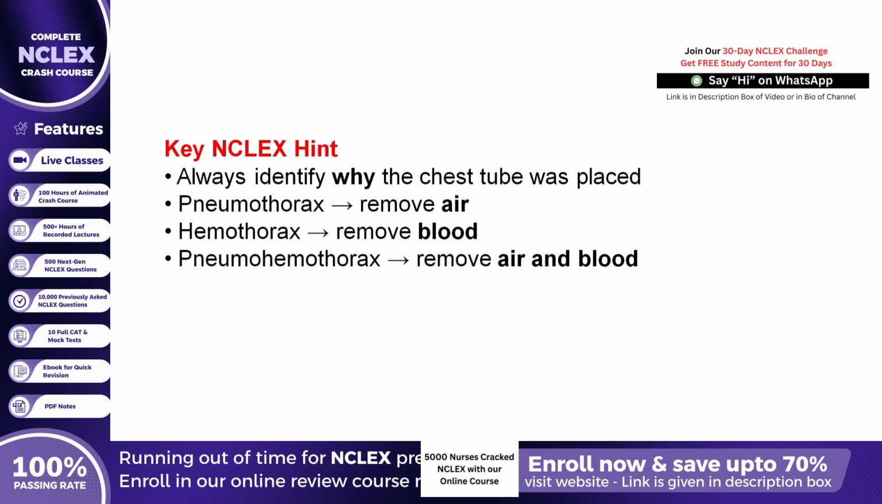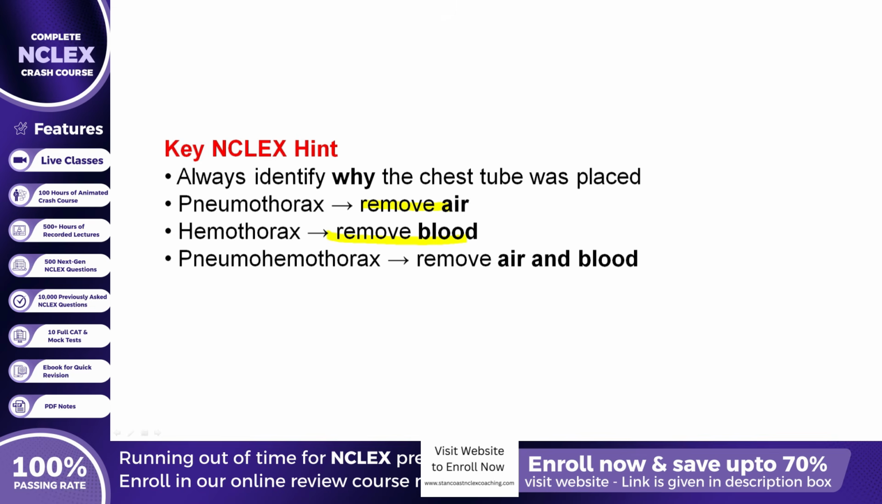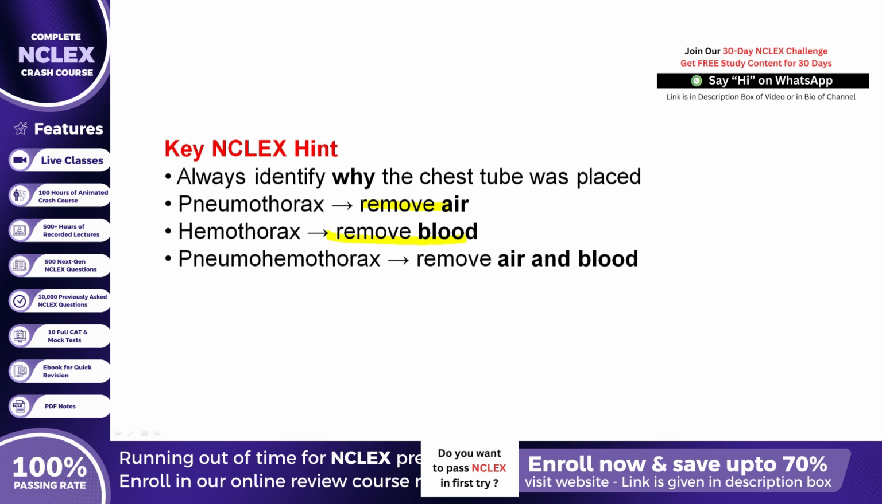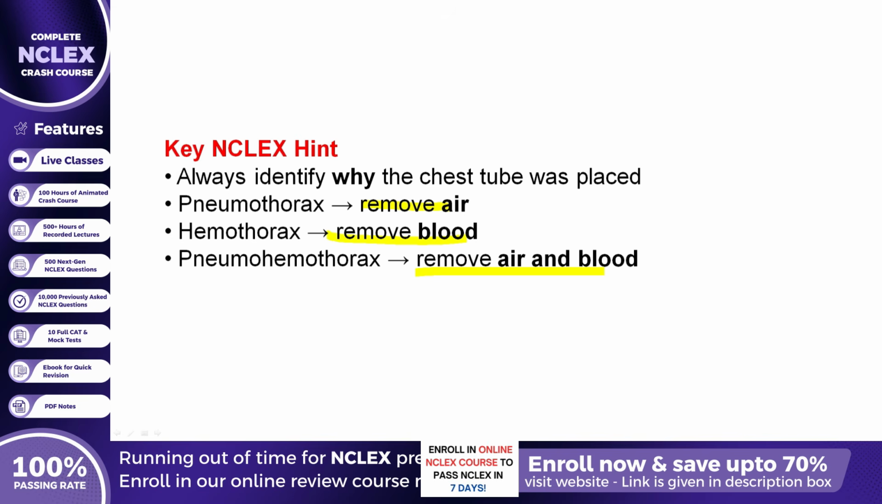Now, moving forward to a key NCLEX hint, we must always identify why the chest tube was placed. If the cause is a pneumothorax, the goal is to remove air. If it is a hemothorax, then the purpose is to remove blood. And if it is a pneumohemothorax, the chest tube is placed to remove both air and blood.